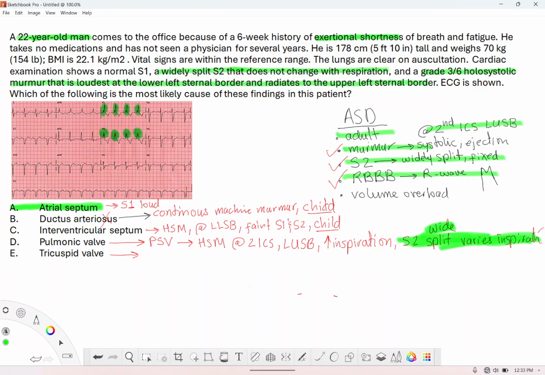And of course, in ASD, pulmonary valve is normal. It's not stenotic, it's not stenosis, or regurg. So it's just increased blood flow. Tricuspid valve. So far, this is not answered, this is not answered.